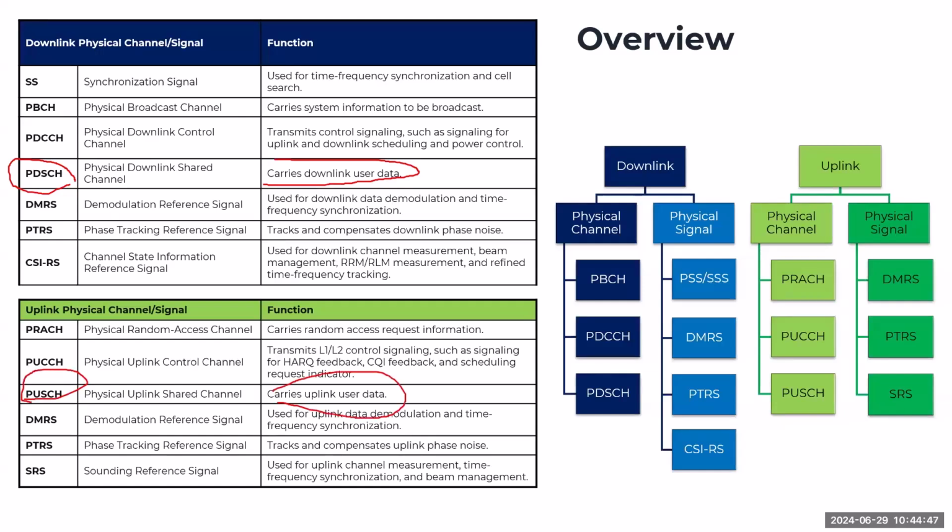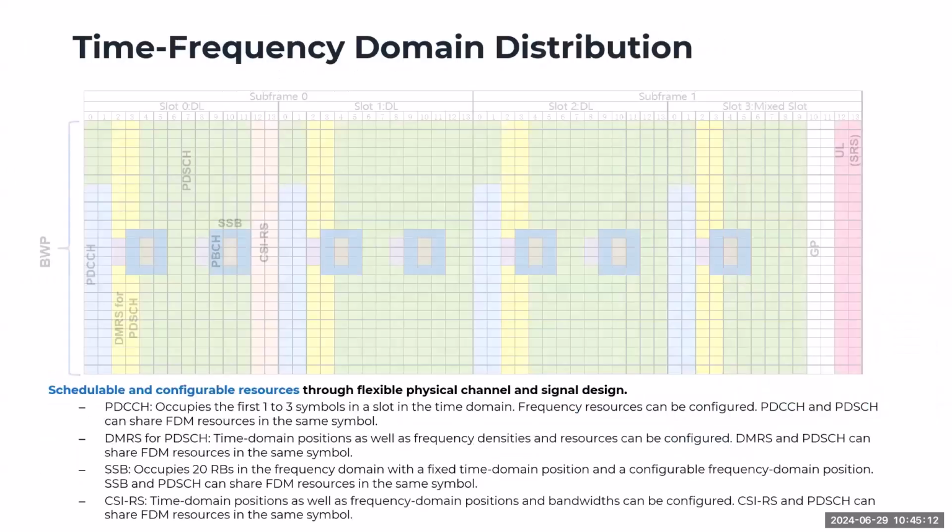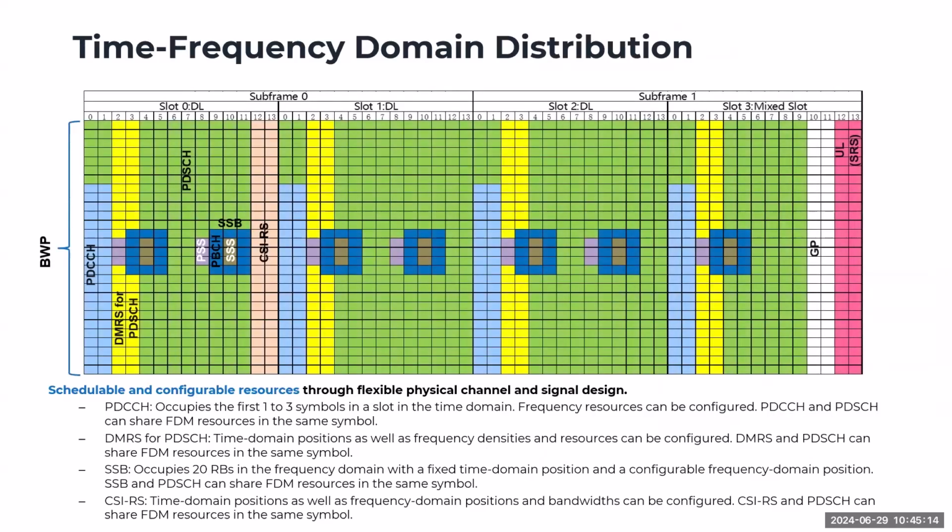So if you're downloading, watching YouTube, or streaming a video on Netflix, you are using PDSCH for your data transmission. And if you are doing a Facebook Live, streaming video, or uploading video, you are using PUSCH. Okay. Now, if you map it in the frequency-time domain distribution, this is a typical example of a time-frequency distribution.